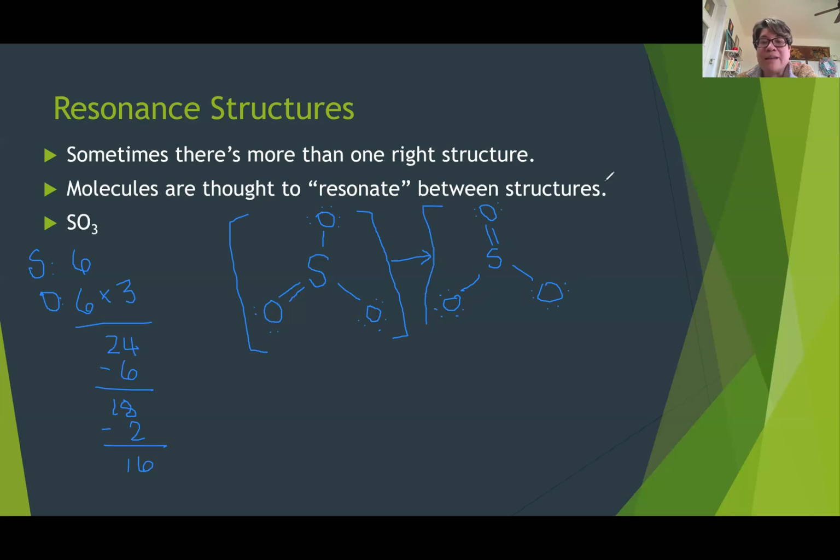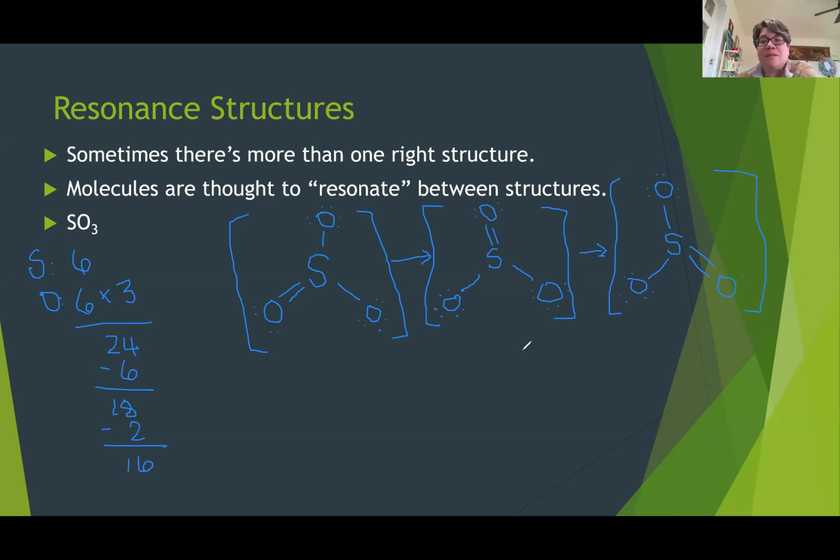And then guess what? I could have another version. Ooh. And that would look like this. So I can have my S single bond here, another single bond here, and then a double bond here. Can you see that? And then I put my 3 pairs to make my 8 octet. Another 3 pairs, and then here I put 2. This is a whole different molecule.